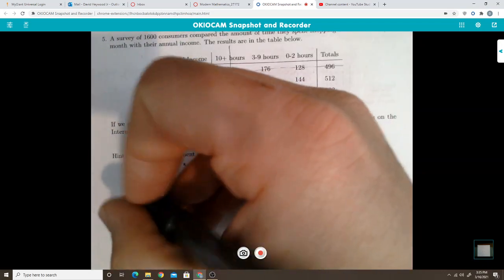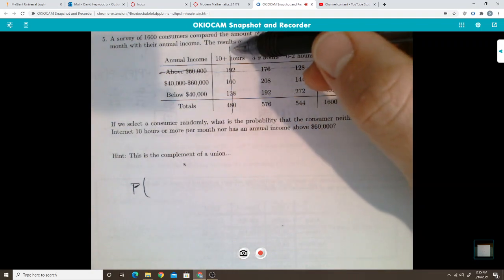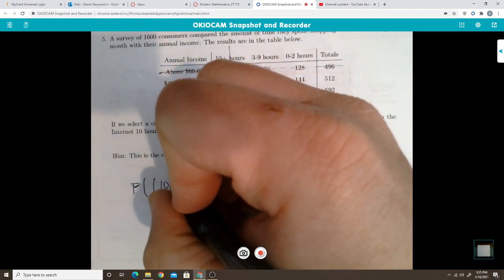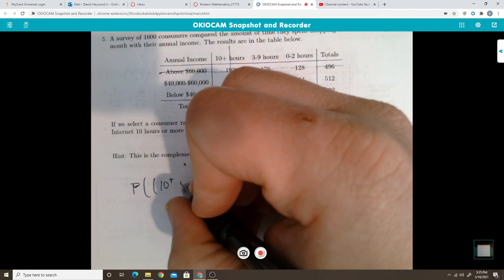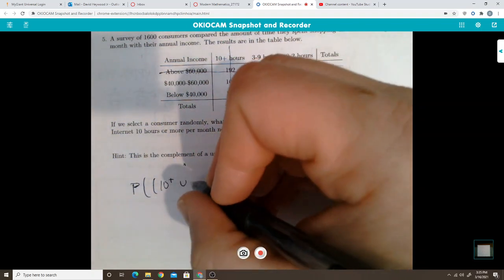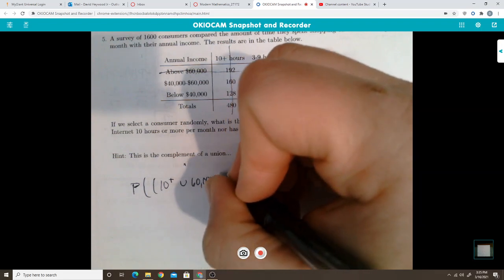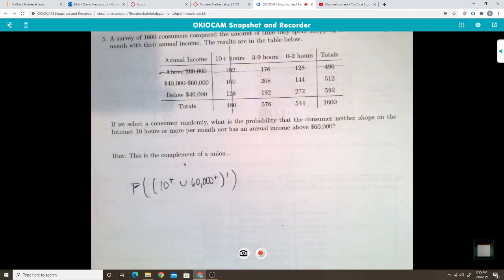So in other words, I'm thinking like this. We want the probability of, what should we call this? 10 plus hours. So I'll just call it 10 plus. We want the probability that they shop 10 or more hours per week, union, the probability that they make 60,000 or more. Complement, right? We want the probability of the complement of that union.